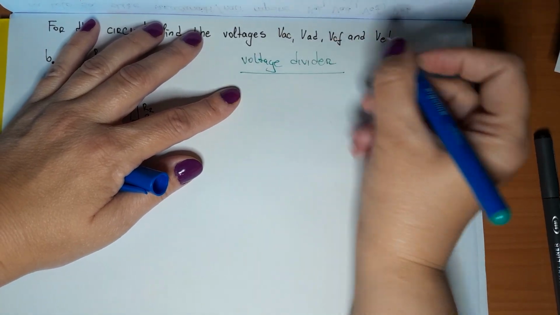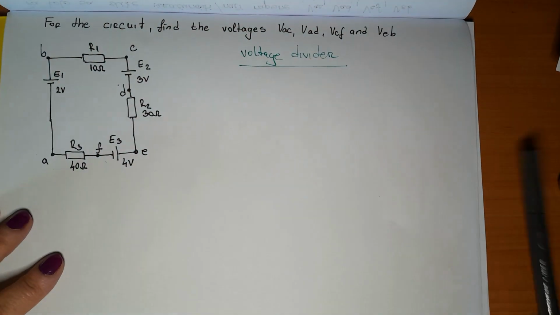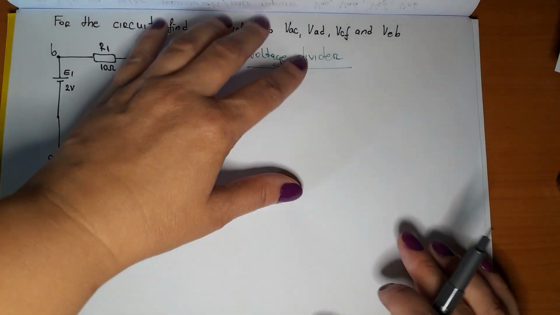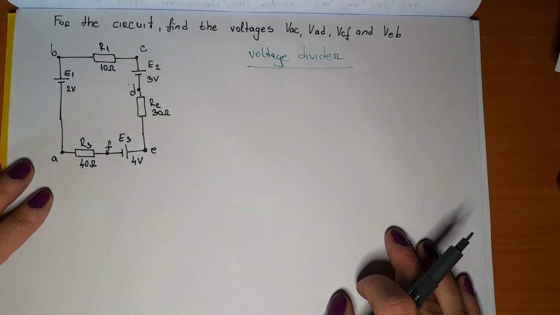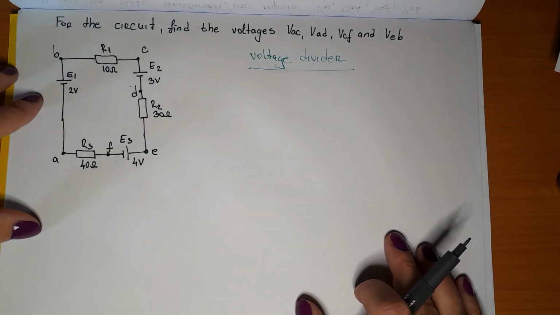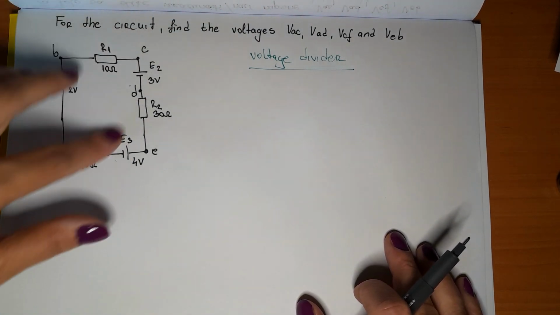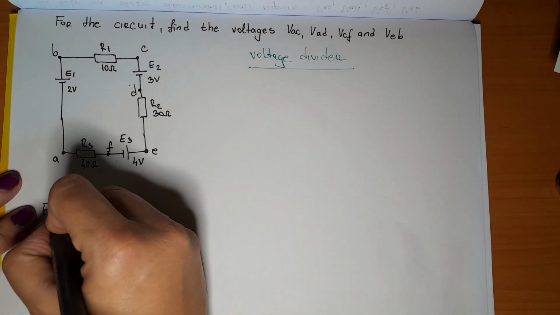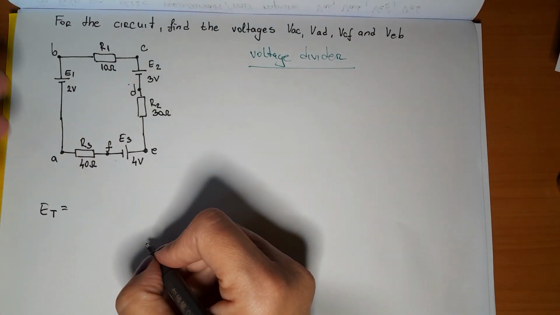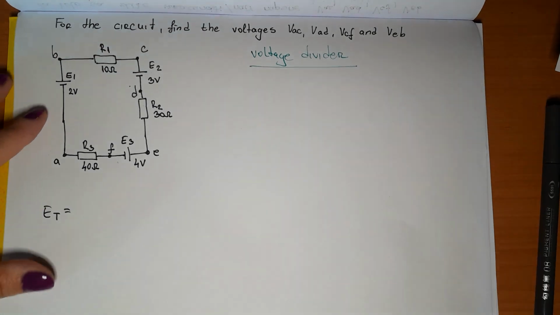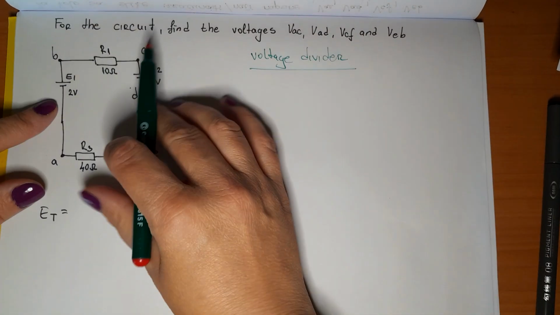So we will use this rule. We will not use the current to calculate. So our first step is to find the sum of all these voltages here. So ET is equal, or say total. So ET is total, but let's say first to find the marks that we used to.